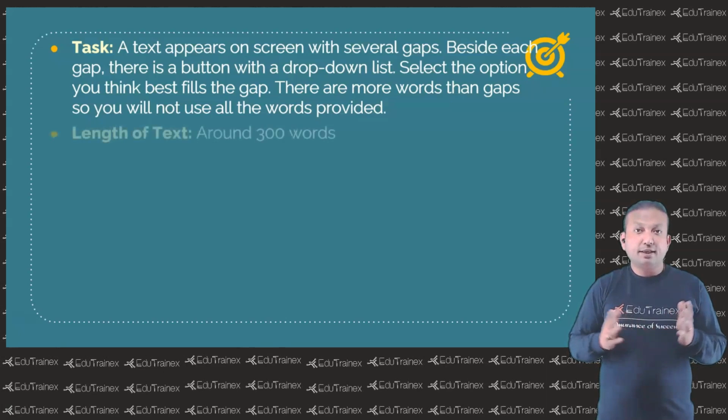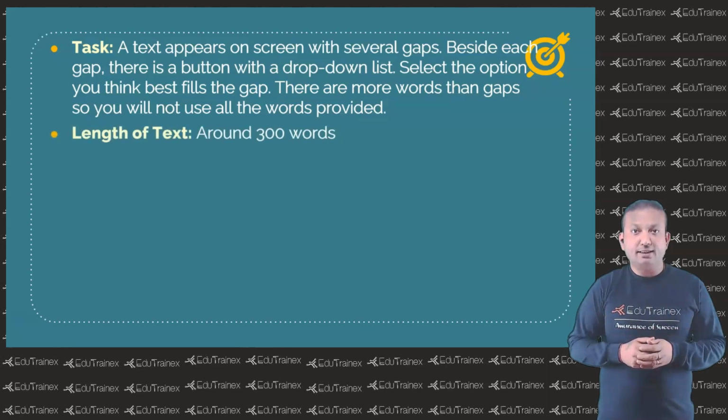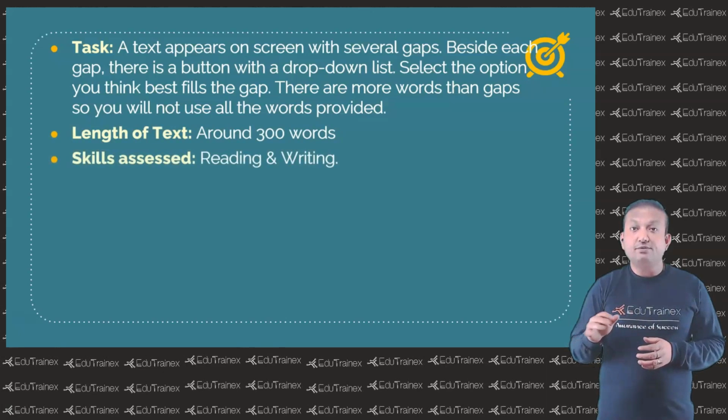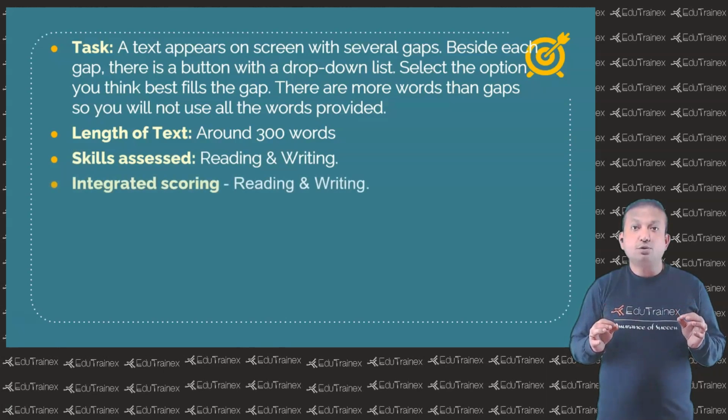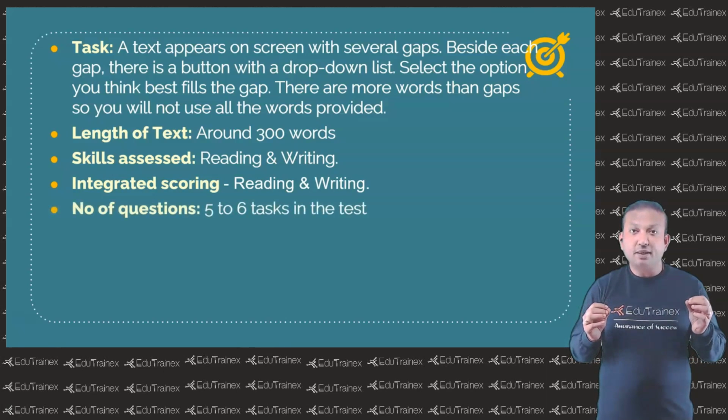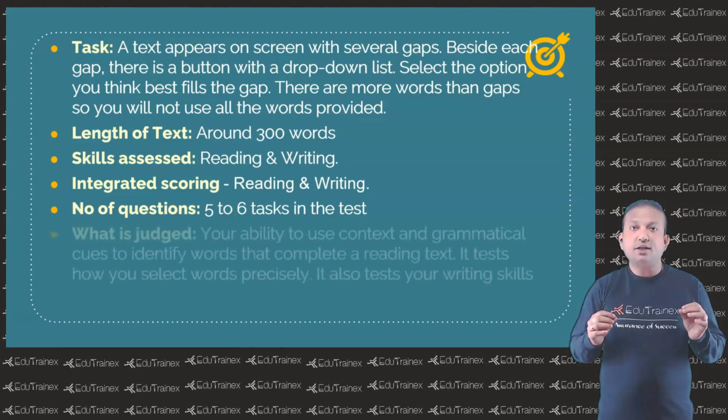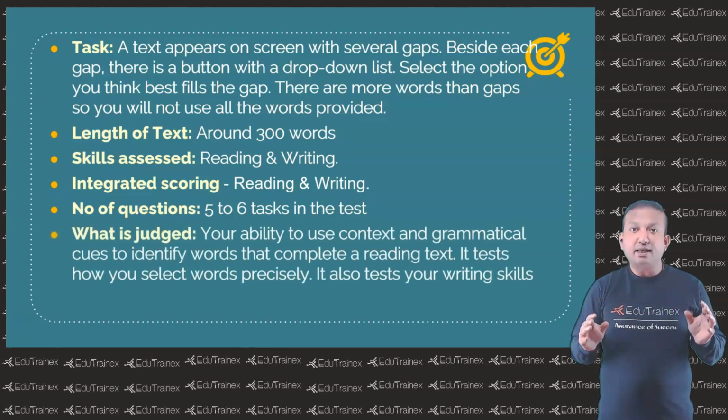The text itself can be up to 300 words, and this task assesses both your reading as well as writing skills. So whatever you score in this question type also fetches marks for the writing section, but mainly for the reading section. There are about 5 to 6 questions of this type in the PTE test, each having around 4 blanks, making this question type very high scoring and of utmost importance if you really desire a good reading score.